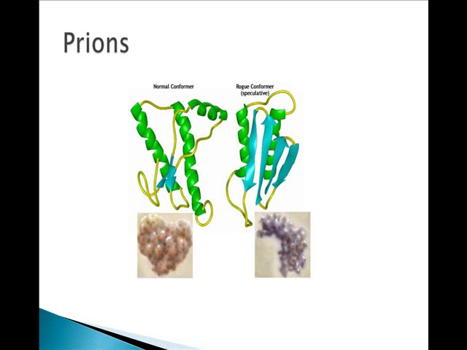Although they aren't alive, they can self-replicate, because when they touch a sister protein, they can cause it to twist and change shape or conformation, which causes a greater spread of the disorder.